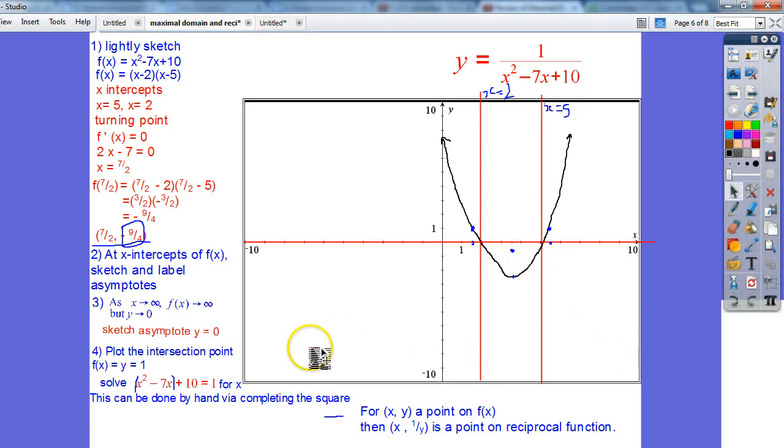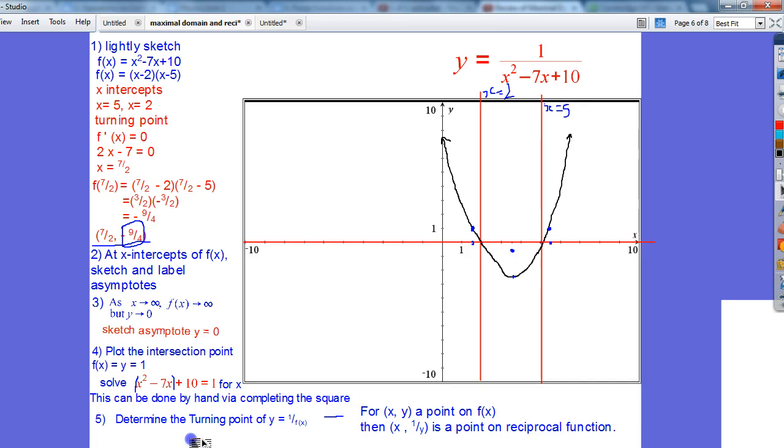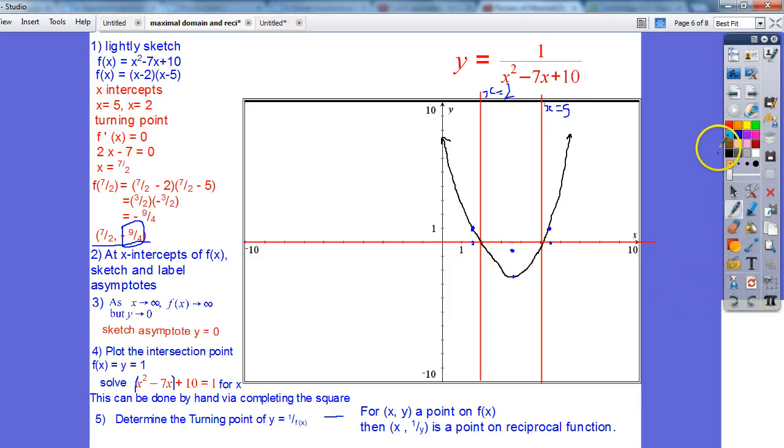Okay, so having found those points, one other important thing is to determine the turning point of our reciprocal function. And we've got that point right there as the turning point of the reciprocal function. We obtained that through the idea that if I know the turning point of f of x, which is this point here, then I take the reciprocal of the y coordinate, just this one. That's a common point on the reciprocal function, that one. Okay, so let's start to sketch this.